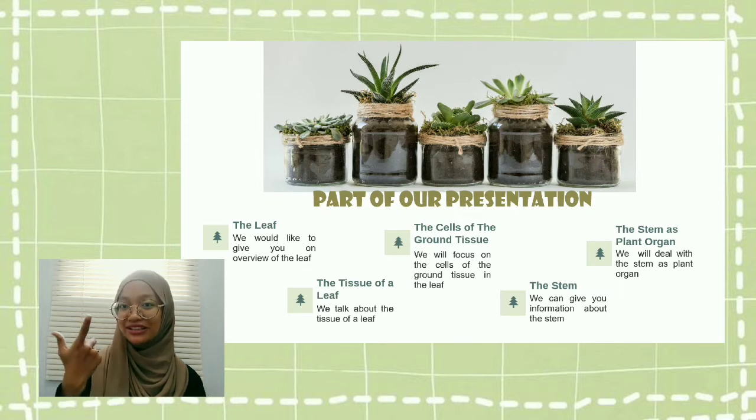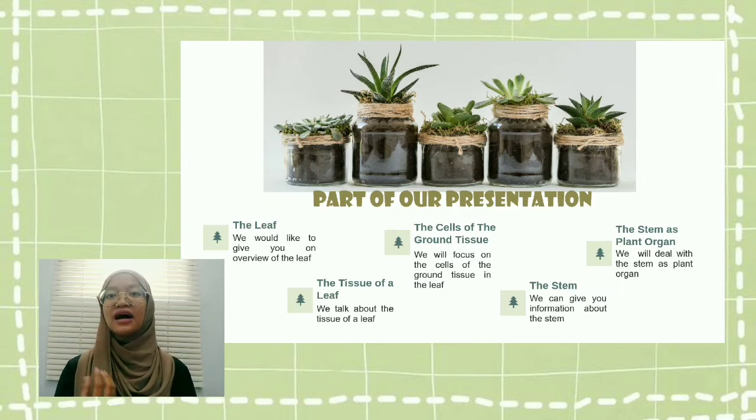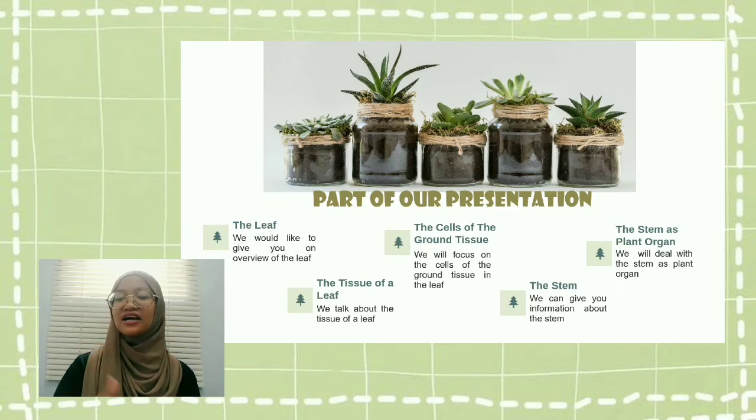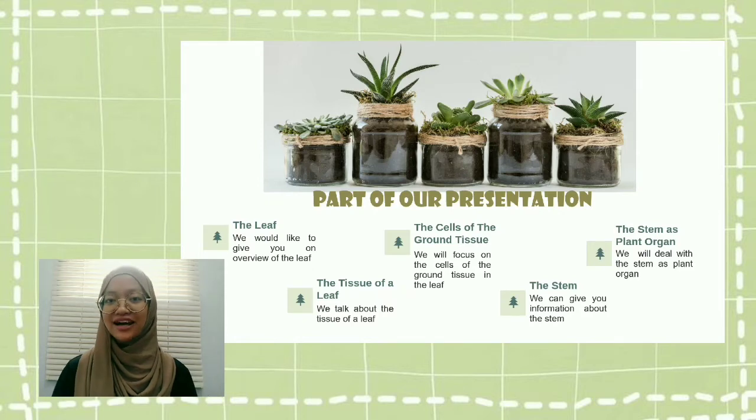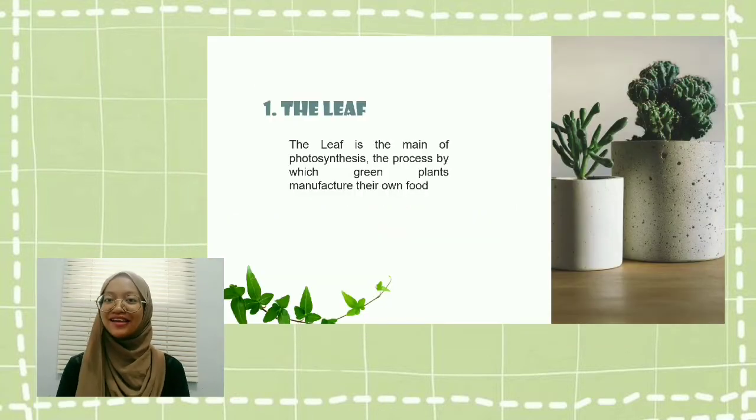And as you can see on the screen, the parts of our presentation are the leaf, the tissue of a leaf, the cell of the ground tissue, the stem, and then the stem as a plant organ. So, by the end of this talk, you will be familiar with structure and transport in plants, and this talk is designed to act as a springboard for discussion. I will begin with the leaf.